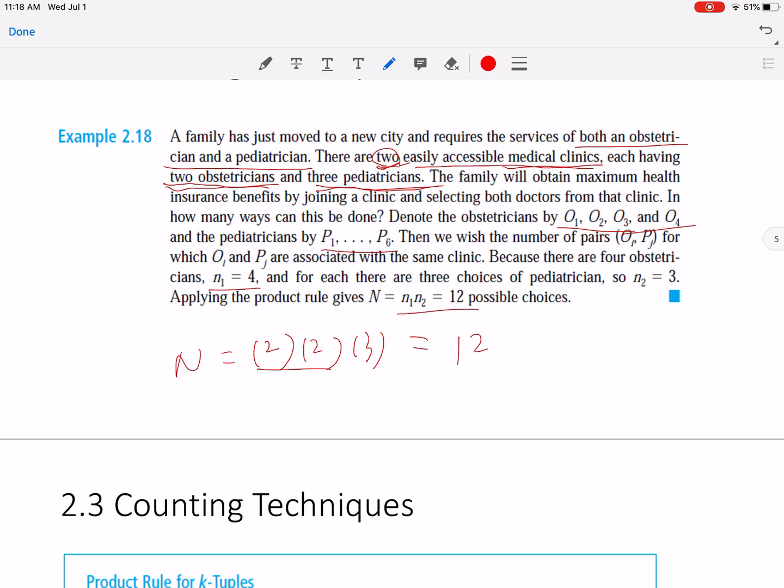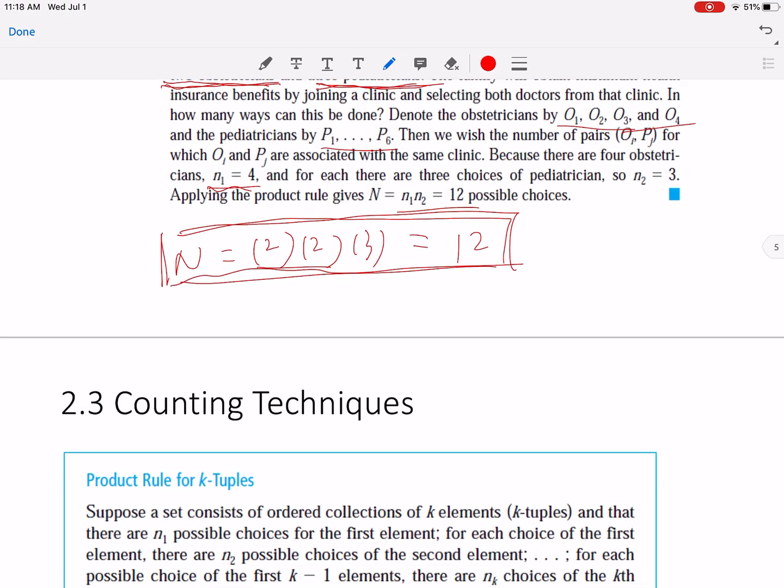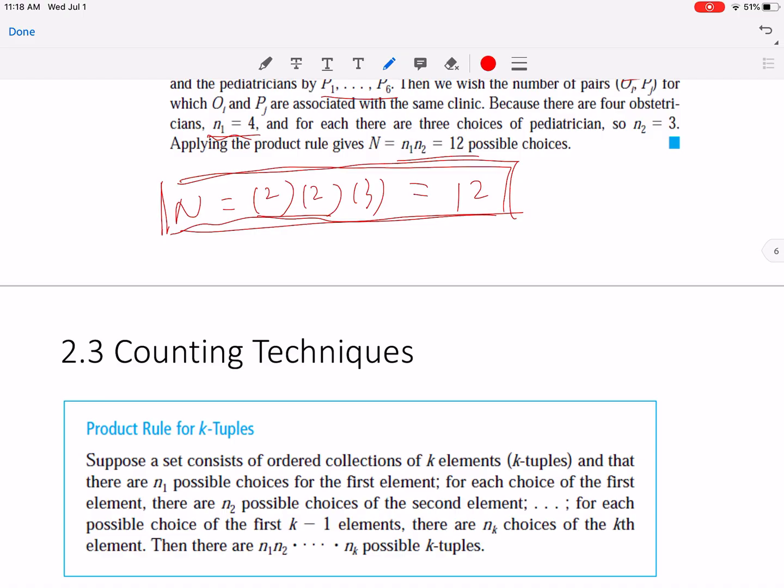Actually, I will encourage you to think of this kind of question in the way I gave you over here. Just think of it one by one. First of all, we're going to select a medical clinic, and then once we get the medical clinic, we're going to select the obstetrician from those 2 obstetricians in the clinic, and then we're going to select the pediatrician from the 3 pediatricians in the clinic. I will encourage you to think of it in this way. I think this is clearer than the answer given over here. All right, so once this is clear, let's take a look at the general form of the product rule.